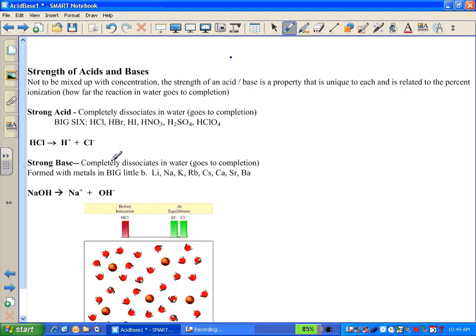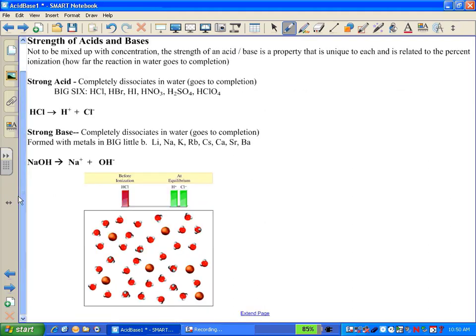The strong bases also dissociate completely. They are salts formed with the metals from what I refer to as the big little b on the periodic table, and hydroxide ions, and those dissociate completely. So this is a visual here. Okay, if we start with this amount of hydrochloric acid molecules at equilibrium, or once we've allowed it to complete its reaction, we will have the exact same amount of H+ and Cl-. So the molecules will be fully dissociated in the solution.